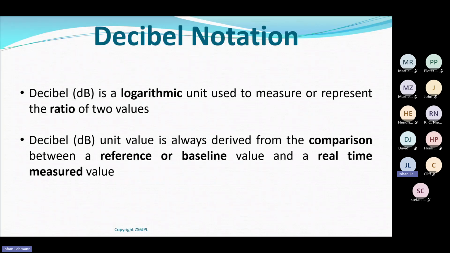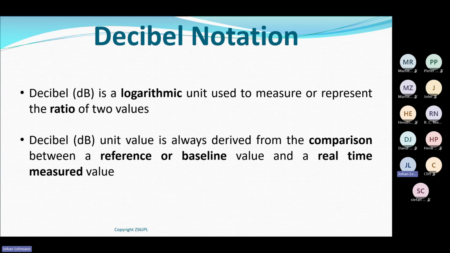Decibel, something to remember, is a logarithmic unit used to measure or represent a ratio of two values. Now, if we look at a ruler or distance in the metric system, it is linear. In other words, 1 to 2, 2 to 3, 3 to 4 is always the same distance or the same amount of movement. In decibels, this movement is logarithmic. So it's not 1 to 2, 2 to 3. It becomes 1 to 2, 2 to 4, 4 to 8 as an example. That's logarithmic.